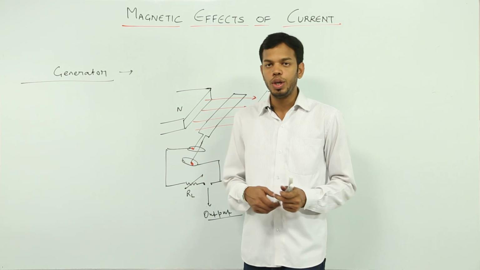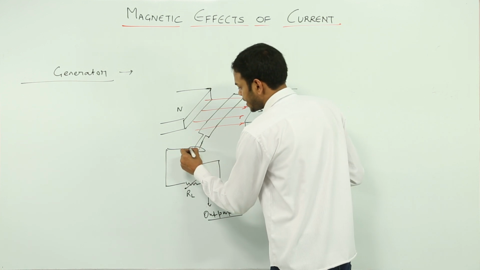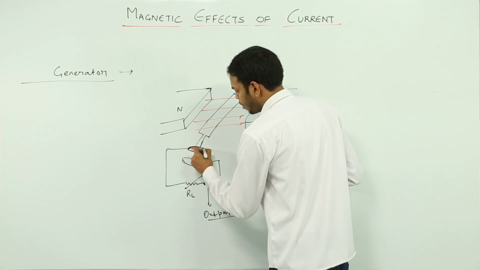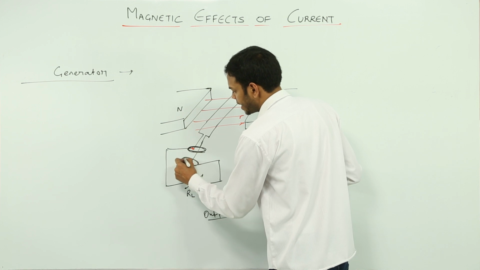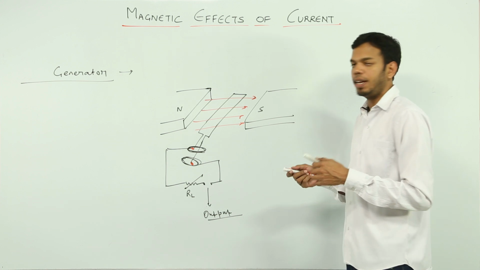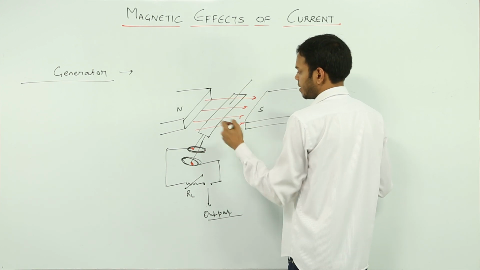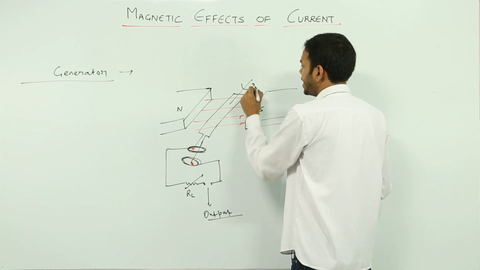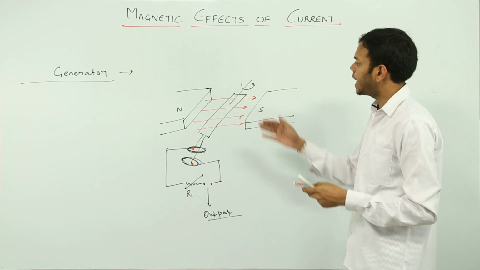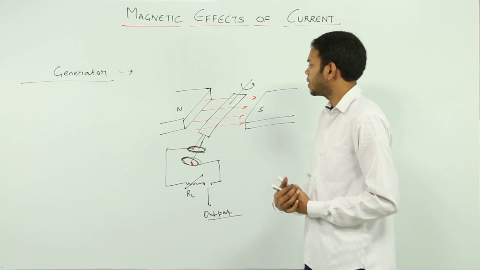In some books you won't find this type of commutator arrangement, because the diagram which I have drawn is basically an AC generator. That's why I left a space there. So let's explain it first, and then we are going to talk about how AC and DC generators are converted into each other. Now let's say this loop is rotated like this.